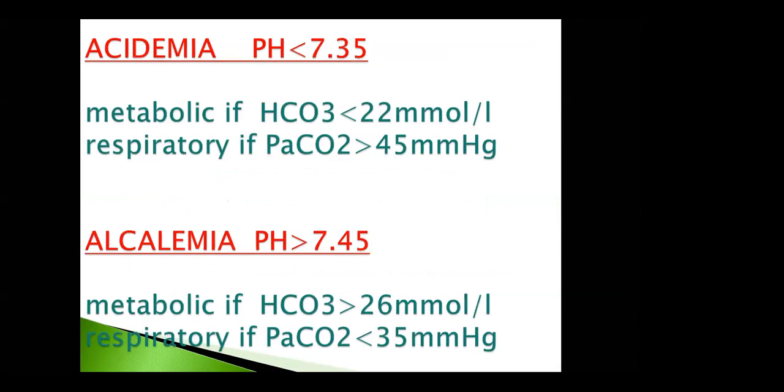By definition, acidemia is a pH less than 7.35. It's metabolic if bicarbonate is less than 22, and respiratory if PaCO2 is more than 45. Similarly, alkalemia is a pH more than 7.45. It's metabolic if bicarbonate is more than 26 millimole, or 28 in some sources, and respiratory if PaCO2 is less than 35 millimeters of mercury.